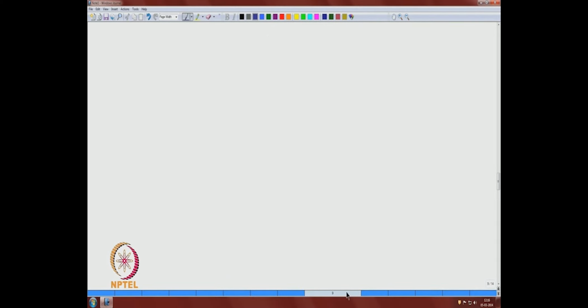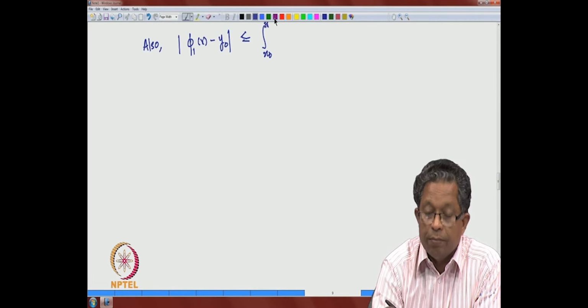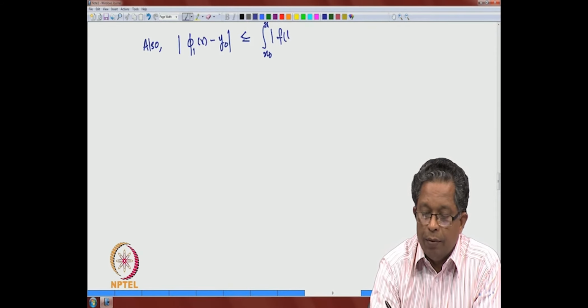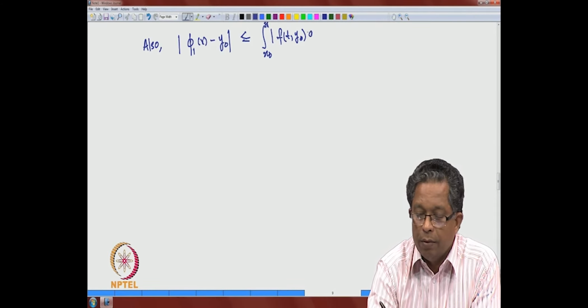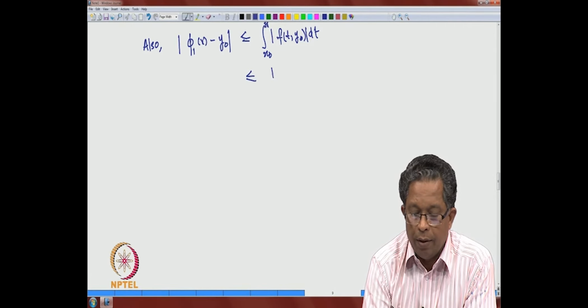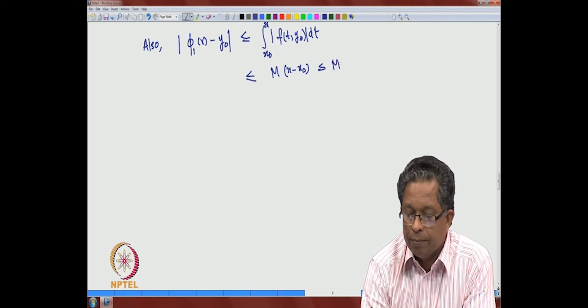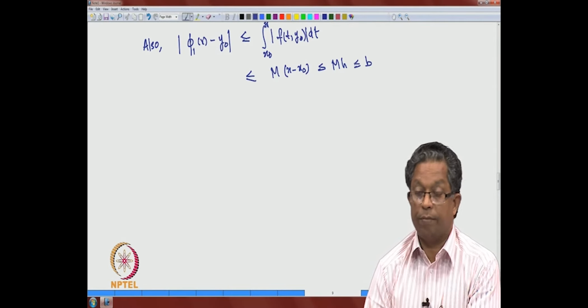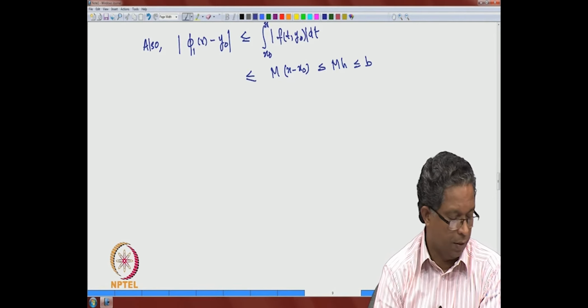And also, if you find the estimate, the bound phi 1 x minus y 0, by definition, is less than or equal to the integral from x 0 to x of f of t, y 0 dt, and f is bounded by m. So this is less than or equal to m into x minus x 0, which is less than or equal to m h, which is bounded by b. So obviously, phi 1 also satisfies these properties.